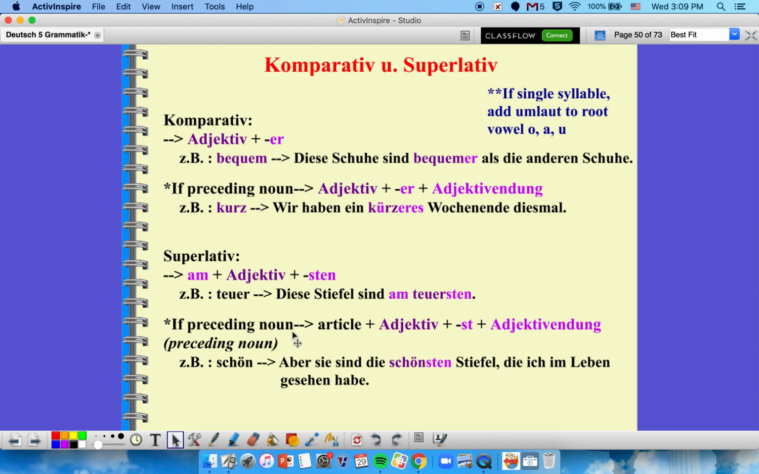Now, if it's in front of a noun, you're not going to have the am at all. You're just going to add an st to the adjective, and then you're going to have your adjective ending added after that. And generally speaking, you're going to have an article in there, and that article is going to help determine, obviously, what that adjective ending will be. So, for instance, schön could be, aber sie sind die schönsten Stiefel, die ich im Leben gesehen habe. So die schönsten, we see the st there added to make it superlative, and because die here is plural and that's considered changed, we have an en ending as your adjective ending added on there.